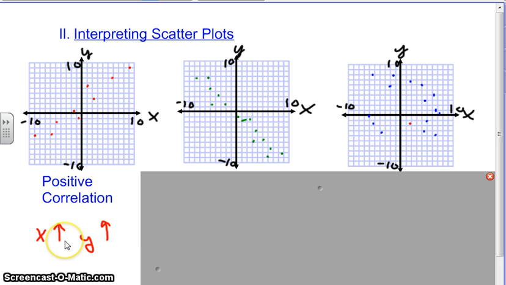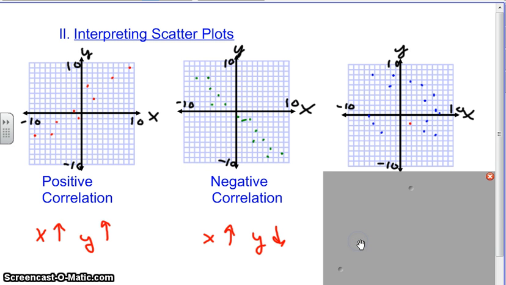As x's increase, y's increase. So I guess we can simply look at the second one and see that as x's are increased, what are the y's doing? Decreasing. So instead of a positive correlation, we have negative correlation, right?